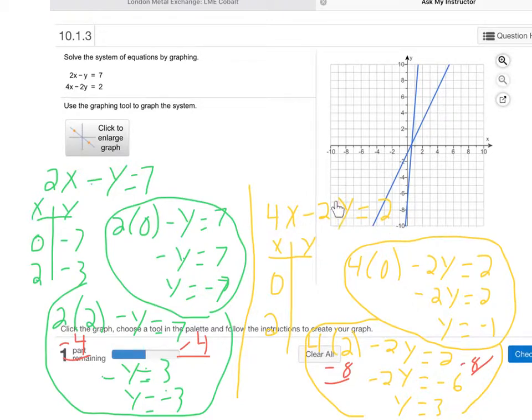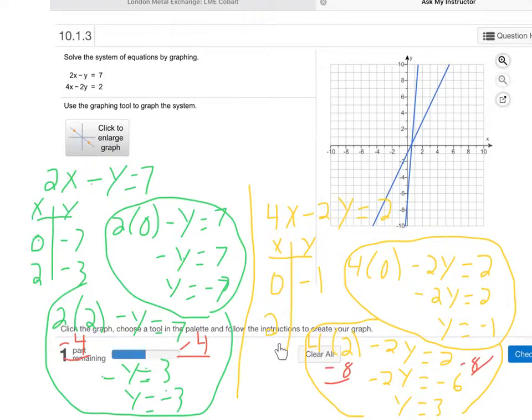Just notice the coefficient of y is a little smaller than the coefficient of x, so I picked x here, and I picked the same values, 0 and 2. I like working with 0. So I put in 0 here. 4 times 0 minus 2y equals 2. So that part drops off. -2y equals 2. Divide both sides by -2. And so one answer is y equals -1. And so I put a -1 here.